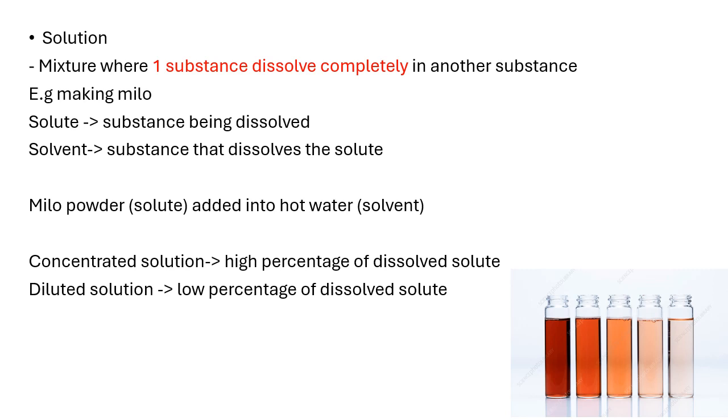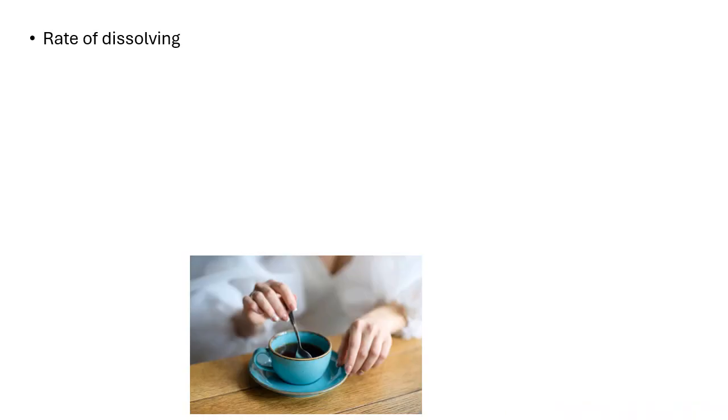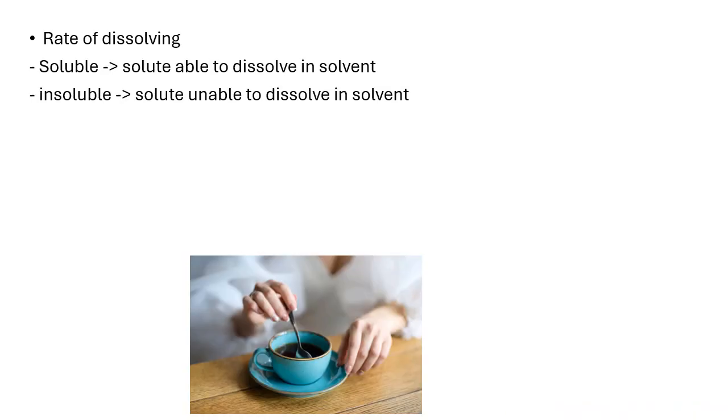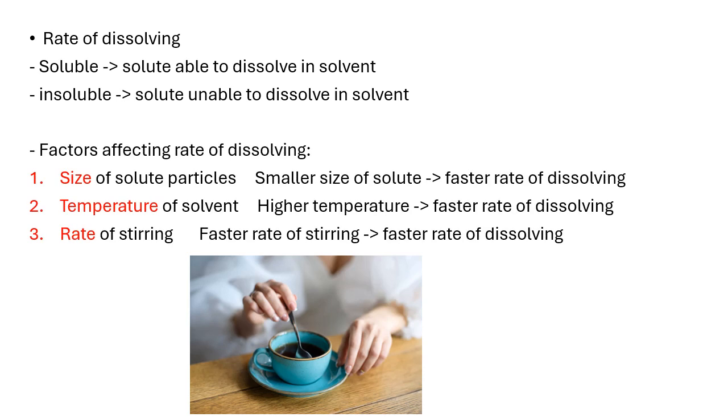Okay, so you need to know the difference between a concentrated versus a diluted solution. Okay, so for rate of dissolving, a soluble substance means that your solute is able to dissolve in a solvent. For example, your Milo powder is a solute, right? It can be dissolved in hot water. So that means your Milo powder is soluble in water, whereas insoluble means that your solute is unable to dissolve in the solvent. So there are three factors affecting rate of dissolving.